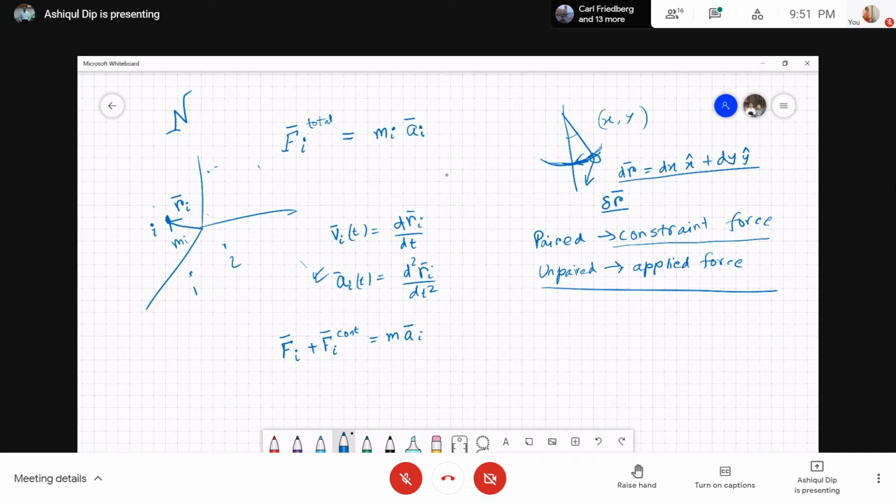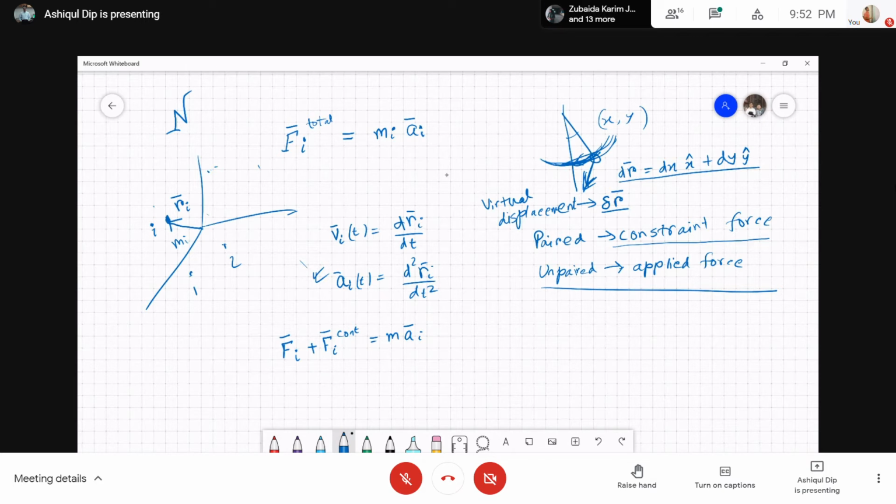But there is a reason why we call it virtual. So delta R, this virtual displacement, is a displacement of the system that is actually consistent with the constraint force. If you consider a displacement that moves in this direction, that's not consistent with the constraint, because it moves out of this curve, and that's not consistent with your constraint force.